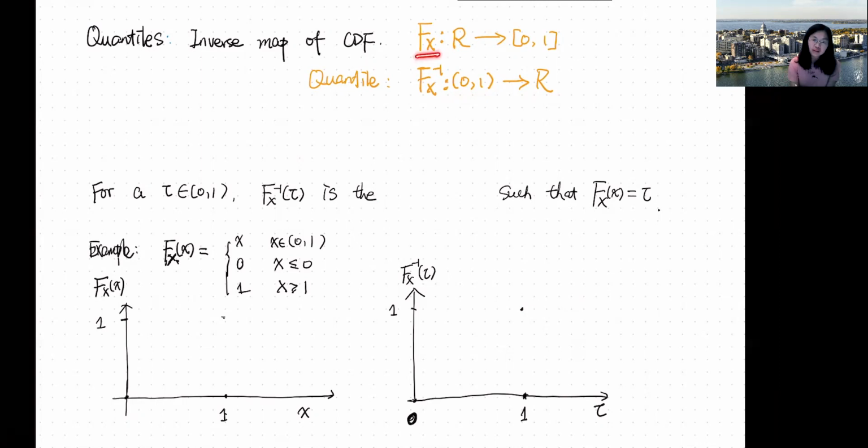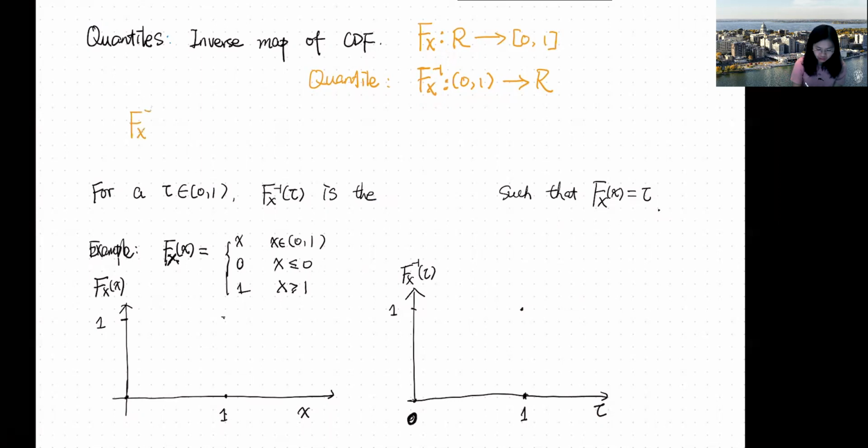Well, if F_X is strictly increasing on the whole real line, then the definition of the quantile is very easy. It can simply be the inverse function of that strictly increasing CDF. It's a little bit tricky when the CDF is not strictly increasing on the whole real line, which is actually a typical case. In that case, we need to adjust the definition of the inverse function a little bit.